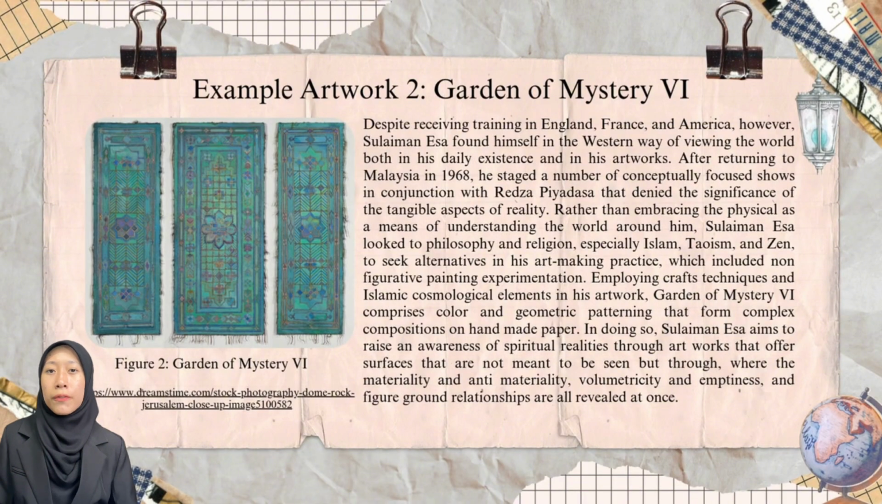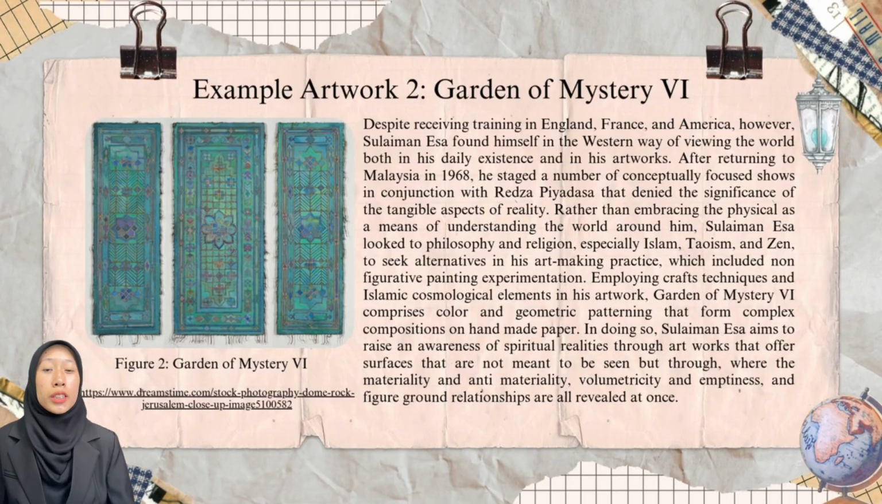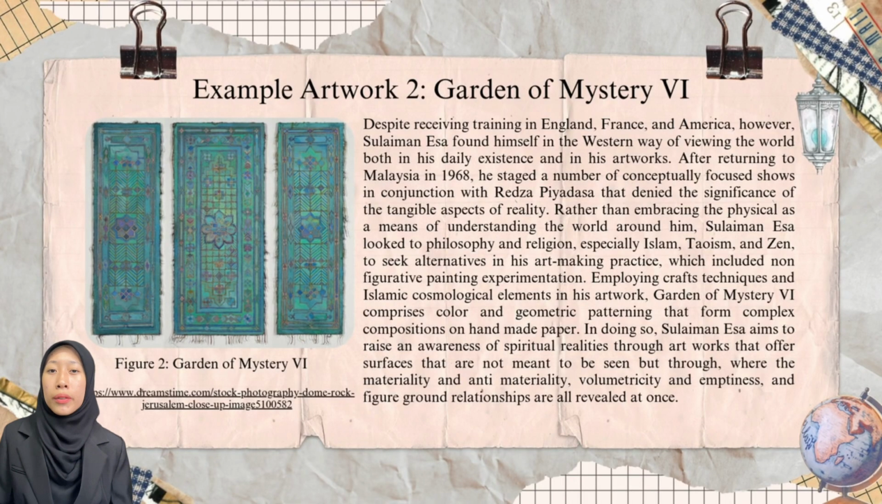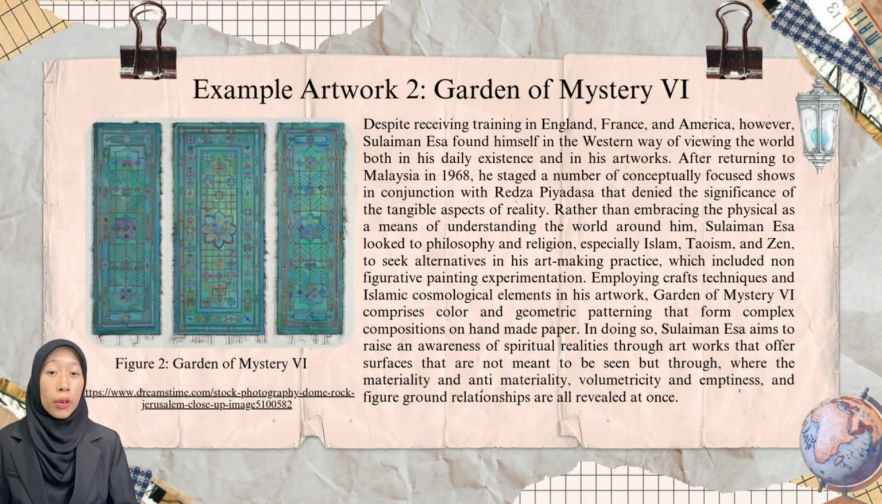Their works rejected physically tangible reality. He explored philosophy and religion in his art, such as Islam, Taoism, and Zen. In this artwork, it focused on non-figurative, which is abstract art, about the Garden of Mystery. It uses geometric patterns and colors. It was created on handmade paper using craft techniques. It includes Islamic cosmological elements. It aims to express the spiritual meaning, not just visual form.